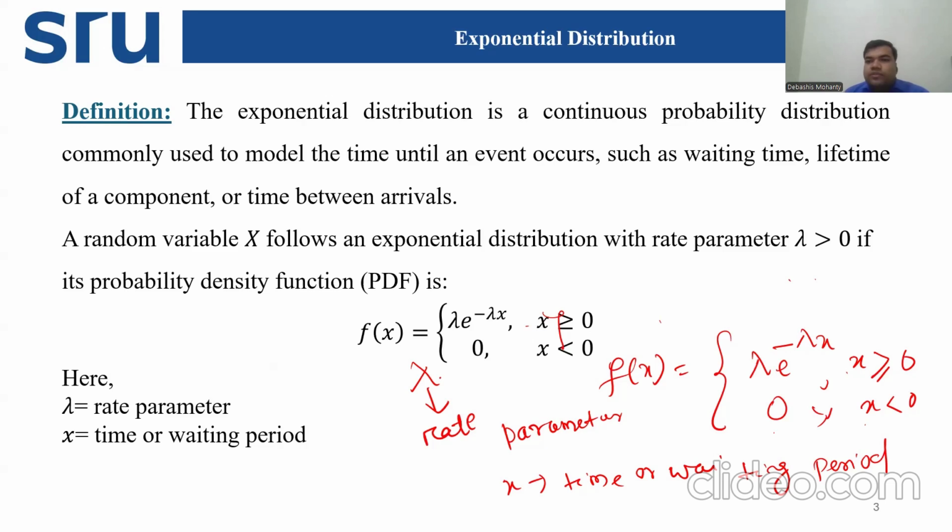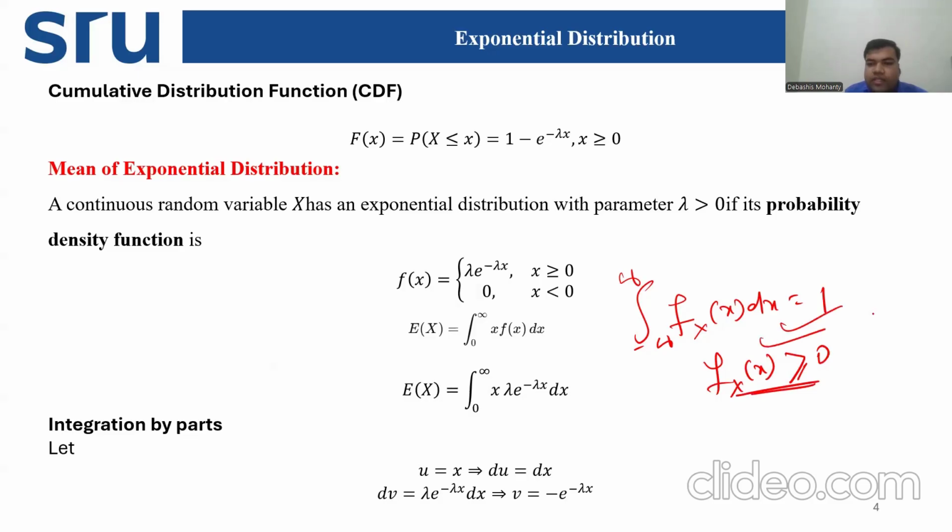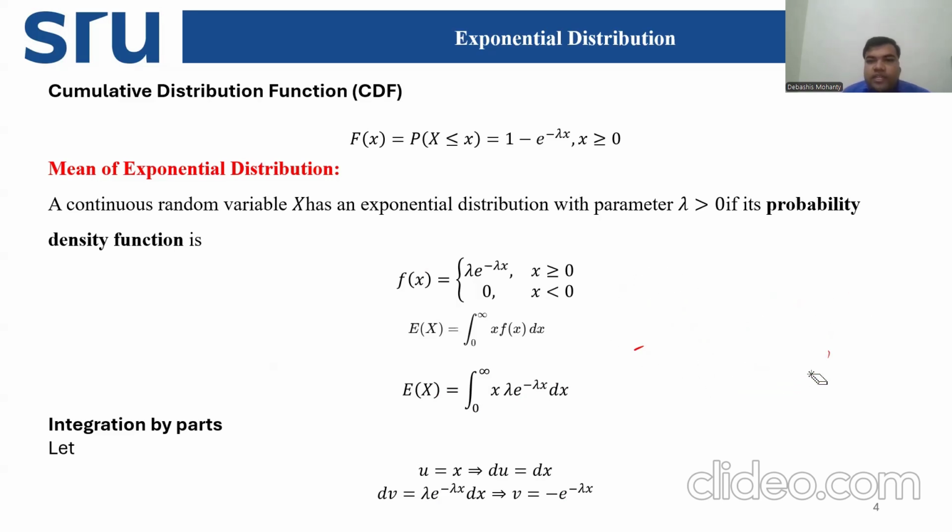Okay, students. Coming to the next point, we use the cumulative distribution function. Already you know about the probability density function. What is the probability density function? There is the condition that the integration from minus infinity to infinity of f x of x dx equals 1, and f x of x is always greater than or equal to 0, non-negative. So it also uses the probability density function condition to explain the exponential distribution.